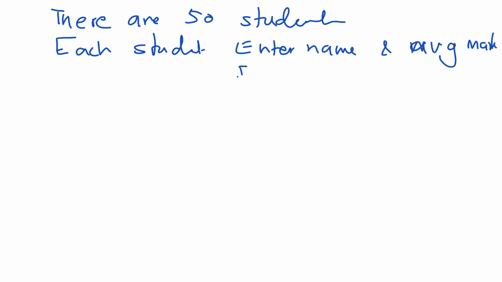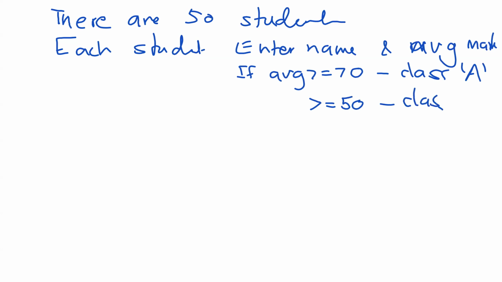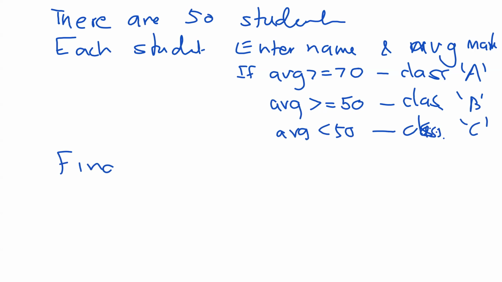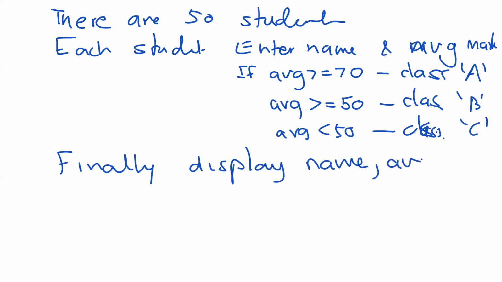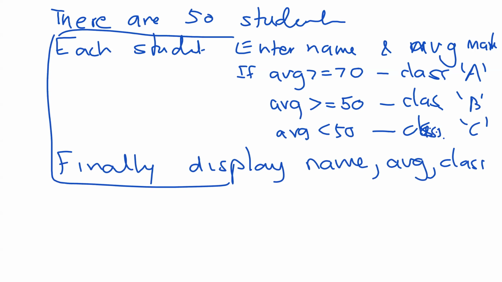If the average is greater than or equal to 70, their class is A. Next, if it is greater than or equal to 50, their class is B. And if the average is less than 50, then their class is C. So finally, display name, average, and class. Repeat this job for 50 students.